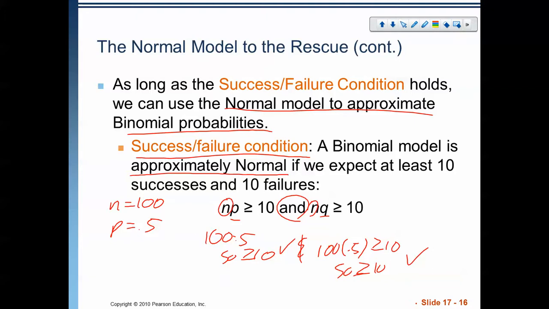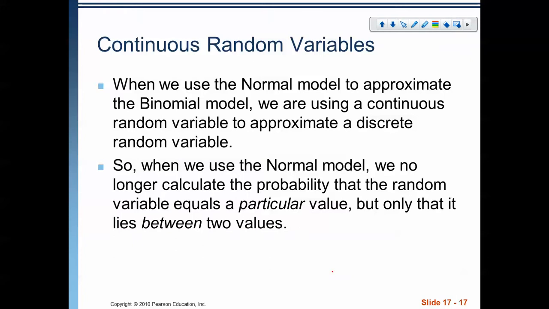If I wanted to model flipping 100 coins with a binomial model, I could flip it 100 times and it would be big enough. Technically speaking, I could flip it 20 times and it would technically be big enough to do it, okay? So this success-failure condition just states it needs to be big enough that we can expect to get 10 successes and 10 failures, okay? So let's look at an example.